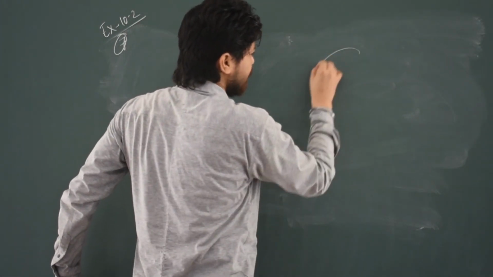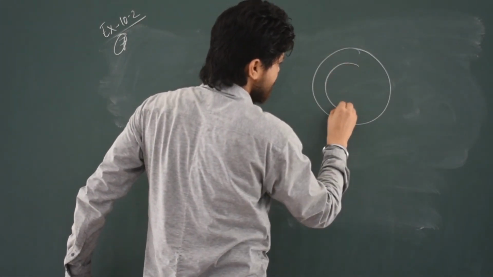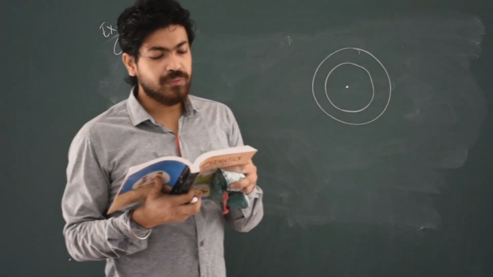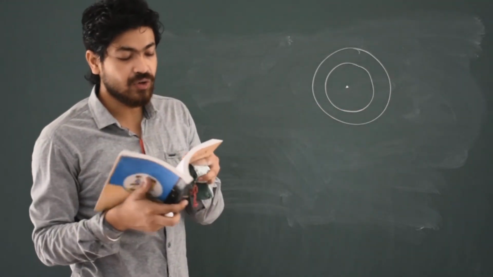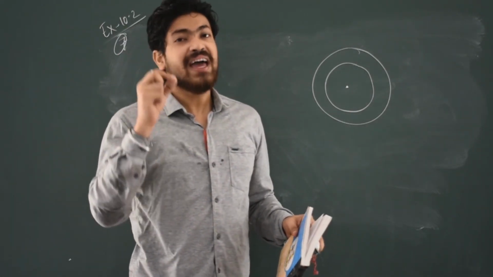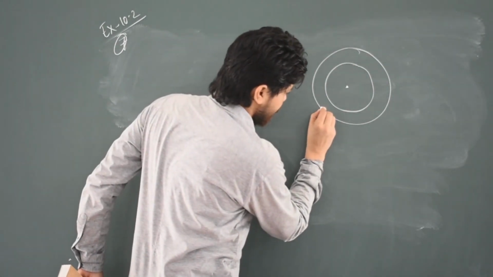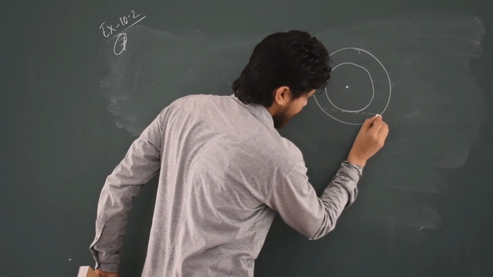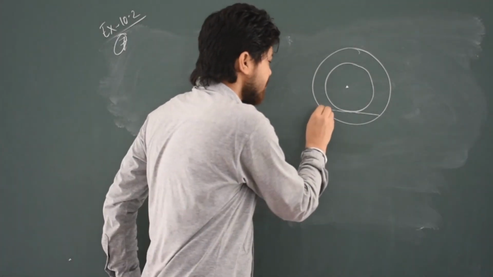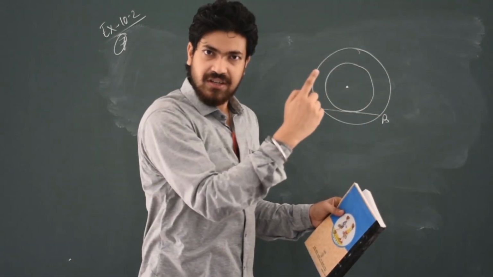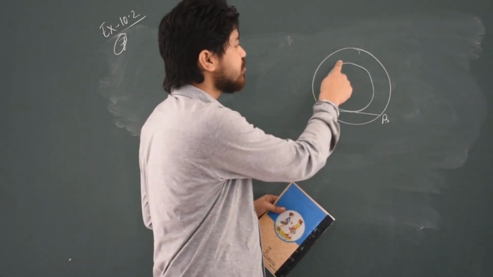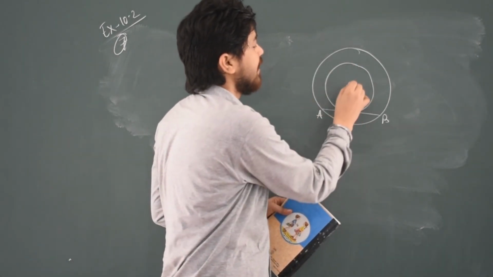So let's draw it. The first one is this, 5, and this one is 3. This is the center. Got it? Then it says find the length of the chord of the larger circle which touches the smaller circle. That means find the length of the chord of the larger circle which is a tangent to the smaller circle. Suppose this is AB. So AB is a chord of the larger circle. Why? Because it connects 2 points on the boundary of the larger circle, and it is a tangent to the smaller circle. Suppose the point of contact is P, the center is O.